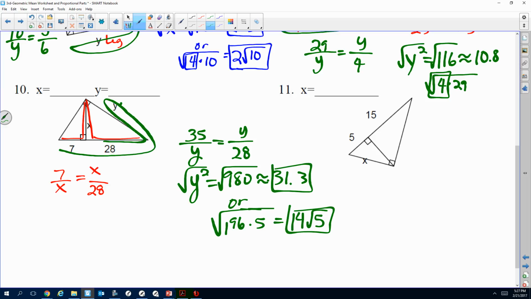All right, and then 11, boomerang, comes out nice and neat. Go ahead and finish that. And we're checking them in the morning in class. Thanks for taking care of this.